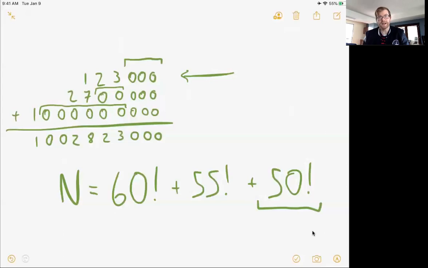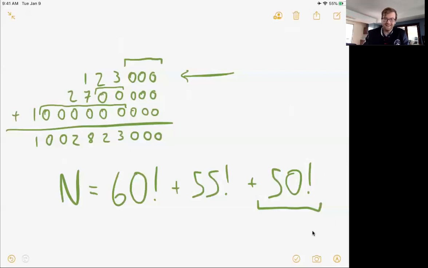So now we just have to count up the number of zeros at the end of the number 50 factorial. Okay, how do we do that? Well, the number of zeros at the end of any number is the same as the number of factors of 10. And the number of factors of 10 is the same as the number of pairs of factors of 5 and factors of 2. 5 times 2 makes 10. So if we count up the number of factors of 5 that are paired up with factors of 2, then we've got the number of factors of 10.